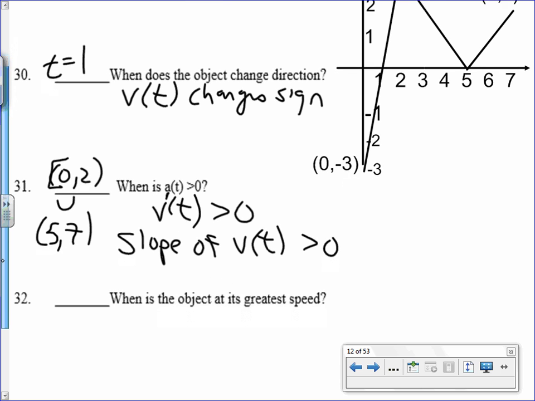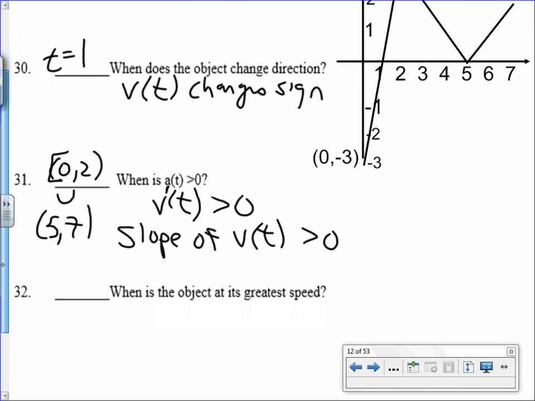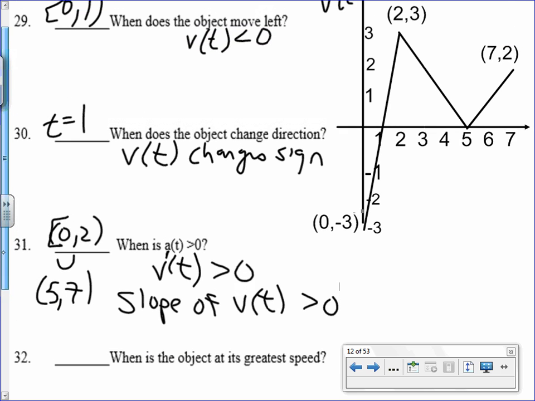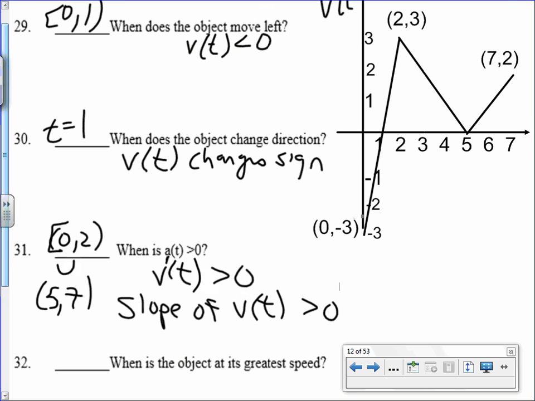When is the object at its greatest speed? Well, speed is the absolute value of the velocity. So if you wanted to graph the speed function, it would be the same where the velocity is positive, since the absolute value of positive is positive. But wherever it's negative, you would multiply it by negative 1 to make it positive. So it would just be up here. Right? So this would be the speed graph.